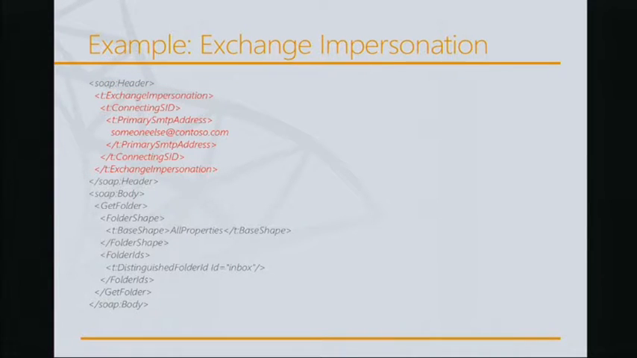And then this is exchange impersonation. App impersonation gives the app full access to the mailbox. So you just have to specify the impersonating info in the SOAP headers, and then whatever happens in the SOAP body just works against that target mailbox.